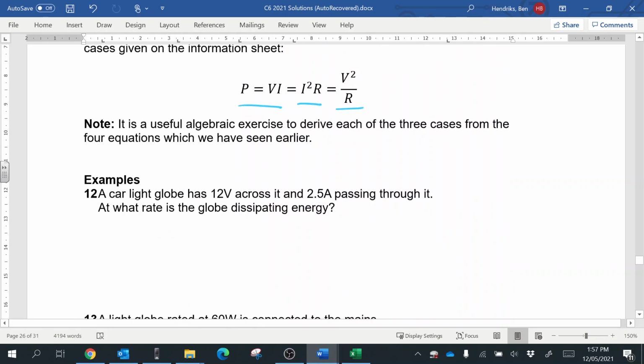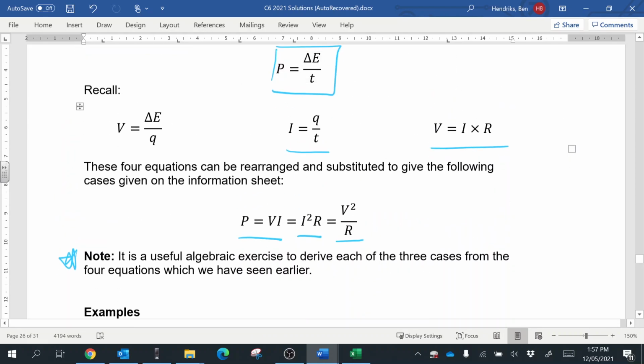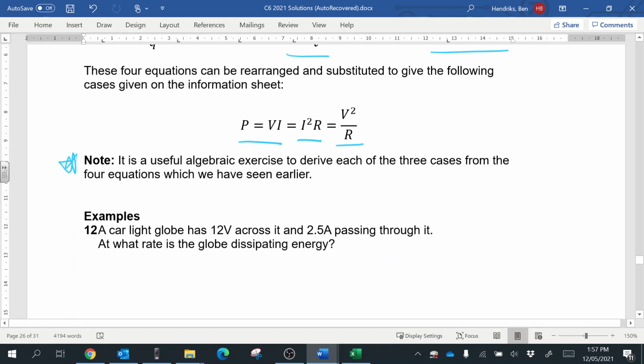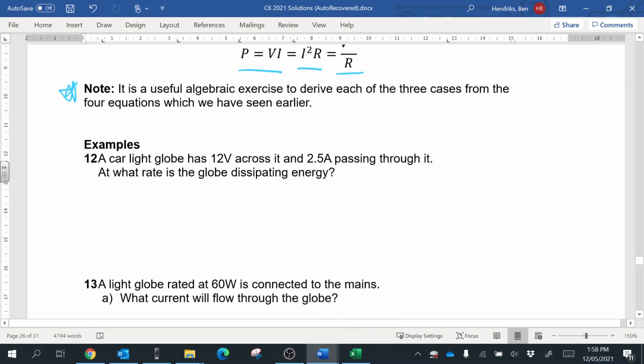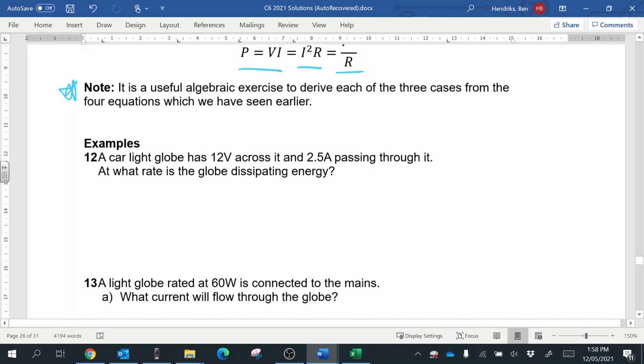All right, and then we can use these ones here for finding the quantities, so for finding our power. This is just a note to say it's a really useful algebraic exercise to derive each of the three cases from the four equations which we've seen previously in the course, but we're not going to show each one of them. You can either find it out yourself or take our word for it. These are on the formula sheet and you'll have them in the exam at the end of the year. So it's just a matter of substituting in the values in these first couple of examples.